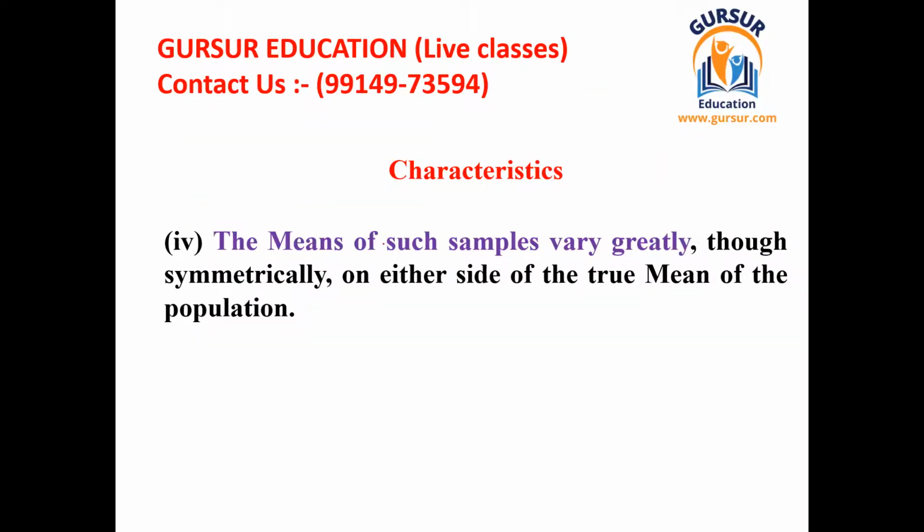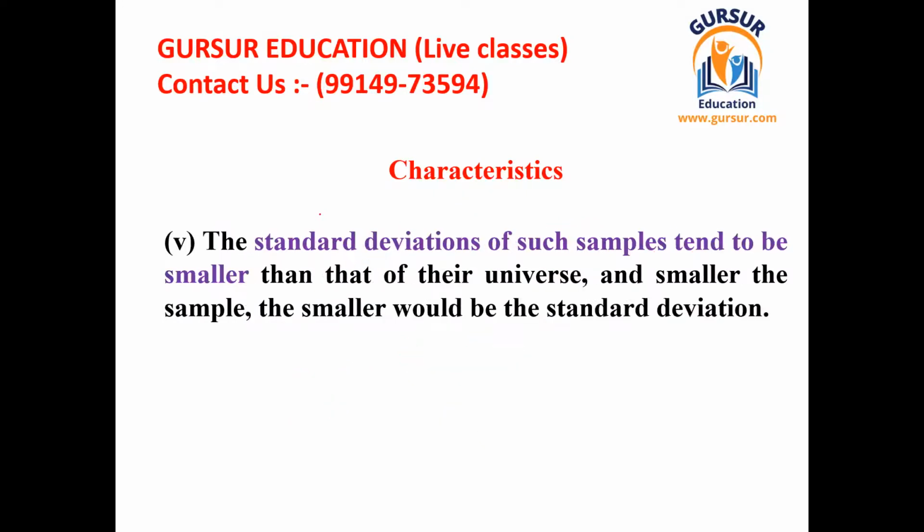Then its mean can vary greatly. It can be any value. Like if the population mean comes to be, for example, 55, then the sample's mean can vary greatly. It can be like 110 or 5 only, or anything like that. It can vary from the population mean greatly. So this is also a characteristic of small size samples.